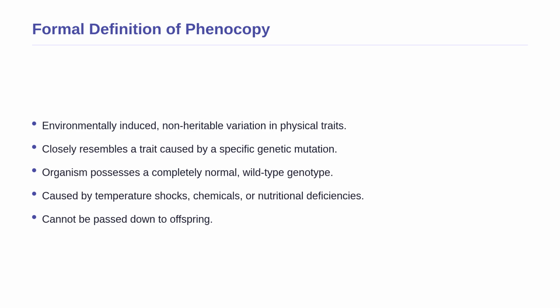The altered appearance is strictly the result of exposure to specific environmental conditions, such as extreme temperature shocks, chemical agents, or nutritional deficiencies during a critical period of development. Because the underlying DNA sequence remains completely unchanged, this induced trait cannot be passed down to the organism's offspring. It acts as an environmental imposter.